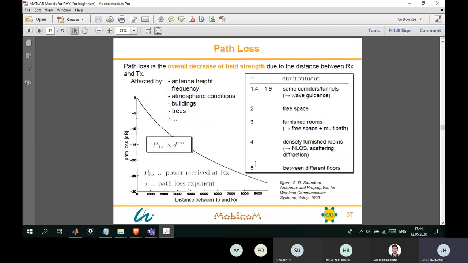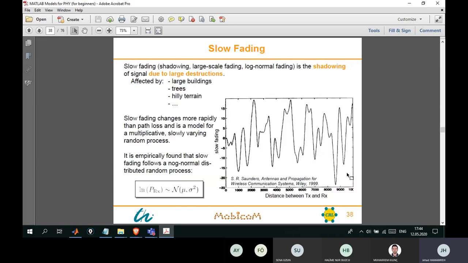For path loss, we said the reason is the distance between the transmitter and receiver, and it also depends on the environment, where alpha affects that as well. It has a direct relationship with the antenna height, the frequency, the buildings, the trees, and the environment and geometry around you.